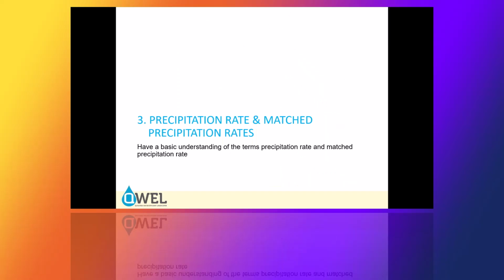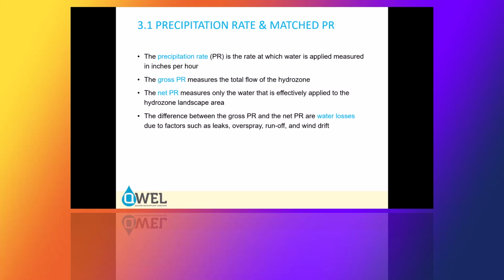Precipitation rate and matched precipitation rates. We want to have an understanding of these terms. This is an important concept also for the exam. We want to know about MPR and PR. So there's a couple of different types of precipitation rates. There's gross precipitation rate, and then there's net precipitation rate. Precipitation rate is the rate at which water is applied, measured in inches per hour.